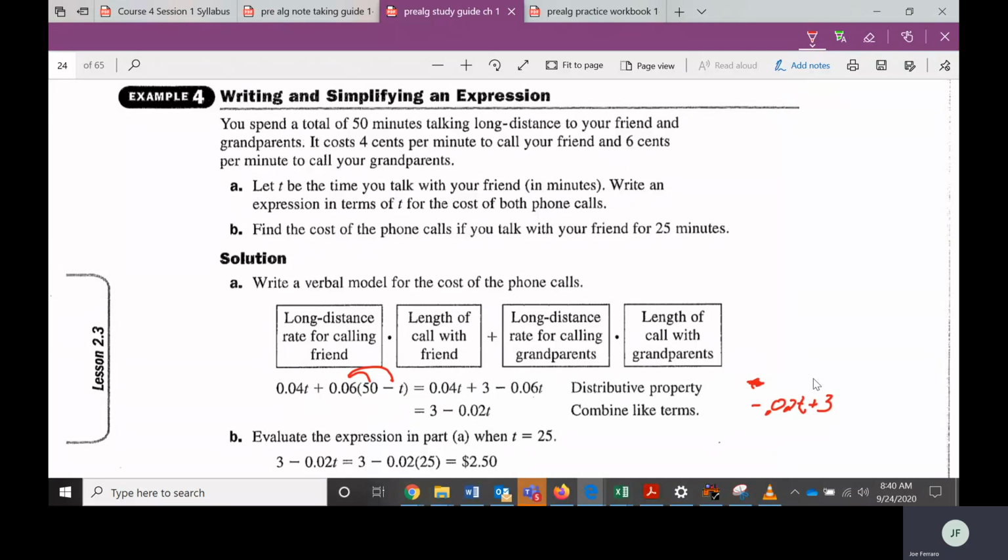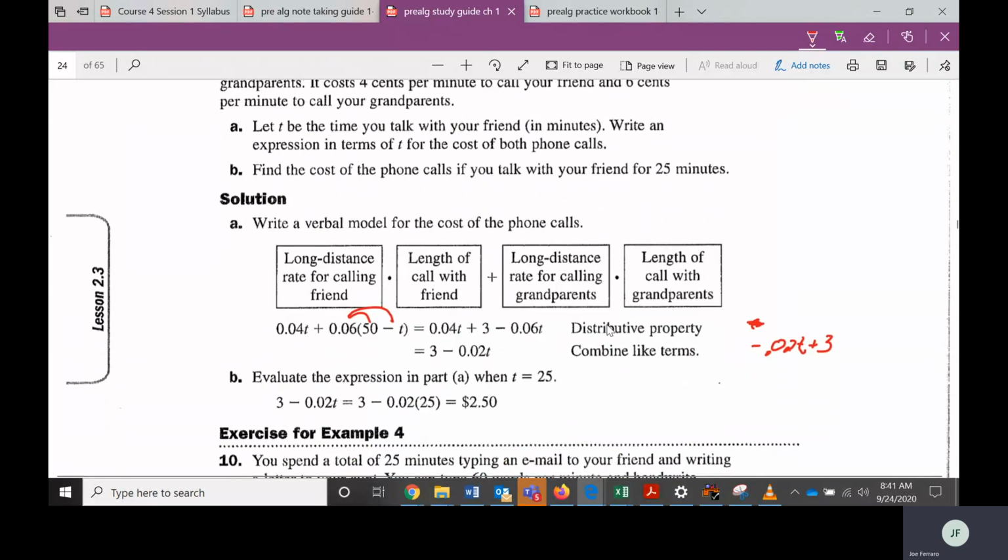Okay, and then they asked the last part, evaluate the expression if you talk to your friend for 25 minutes. Well, if you have the equation, this is the easy part. T is the time you talk to your friends. Now you just put 25 in for T. So if you put 25 in for T, order of operations says you have to multiply these two things first. And if you multiply that, that's 50 cents. So 3 minus 50 cents is $2.50.